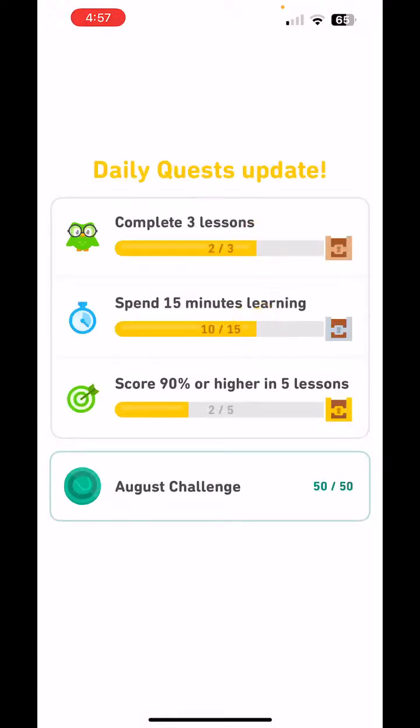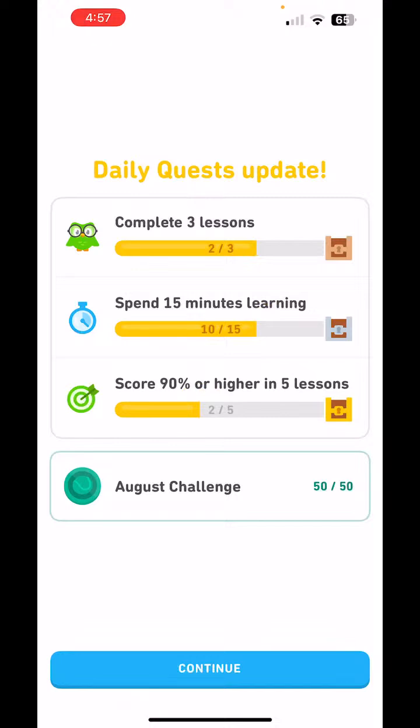All right, so we are doing very good on our daily quest. We just need to complete one more lesson to open the bronze, spend 5 more minutes learning to open the silver, and 3 more lessons with 90% to finish the last one.